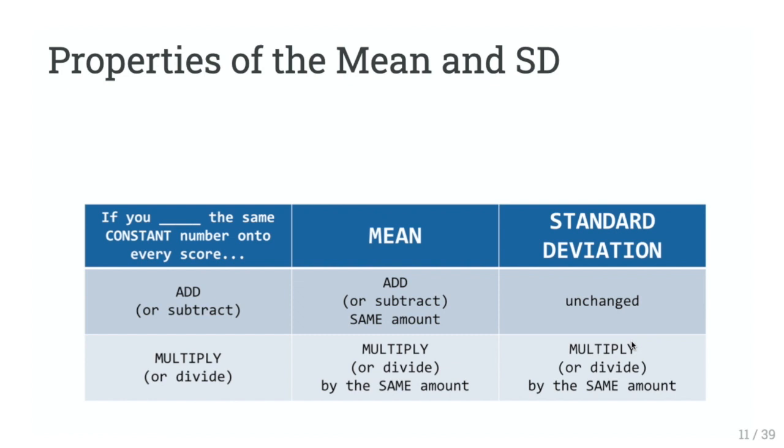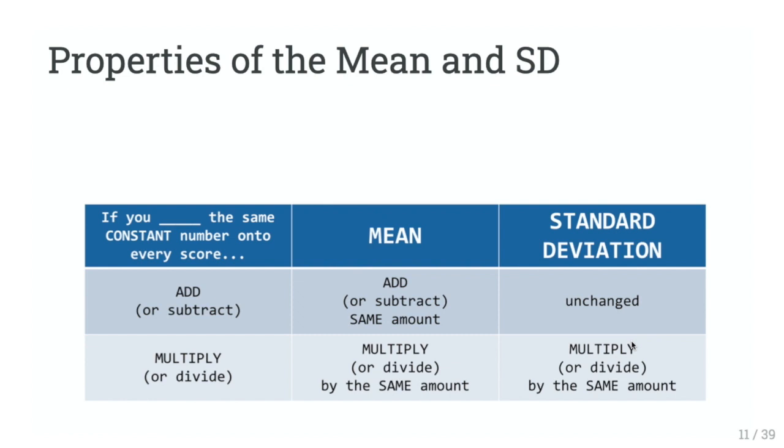If we're multiplying or dividing the same constant number onto every score, the mean is going to multiply or divide by the same amount, and so will the standard deviation. For example, if we were calculating everyone's height in inches and we change it to centimeters, that multiplication, the mean will multiply by that same amount, and so will the standard deviation in that new calculation, so in the centimeters version.